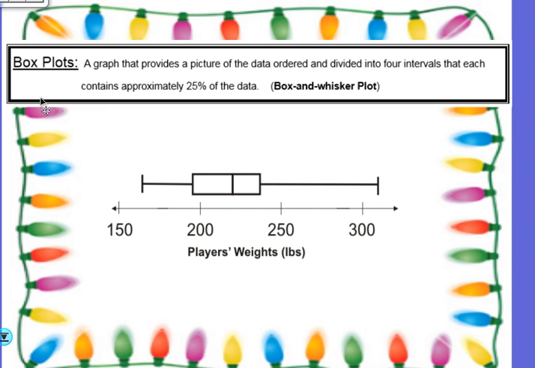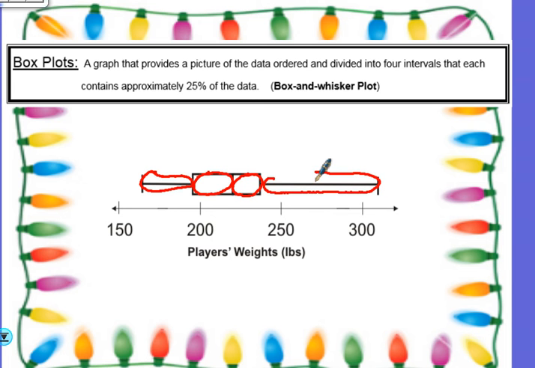Box plots. This is a graph that provides a picture of the data ordered and divided into 4 intervals that each contains approximately 25% of the data. Sometimes it's also called a box and whisker plot. So if you take a look at this example that is on the screen, it's not on your worksheet, we can see that the box plot has created 4 intervals. Here's one, here's the second one, the third, and the fourth.